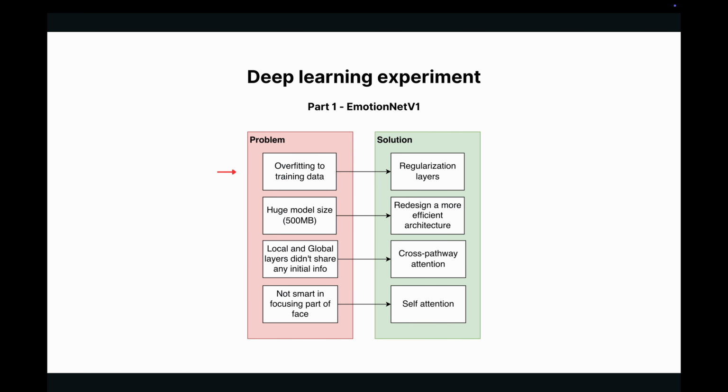EmotionNet has overfitted. We can use regularization techniques like batch normalization and pooling. Huge model size means we have to redesign a more efficient architecture with less parameters and more efficient layers.